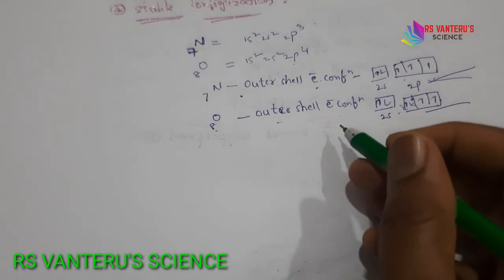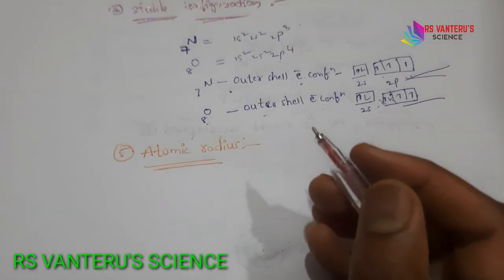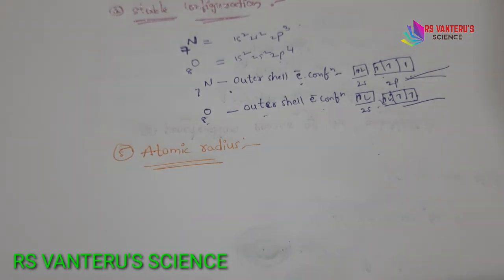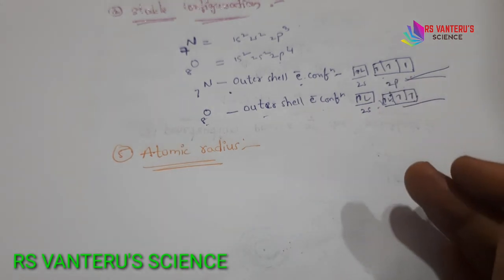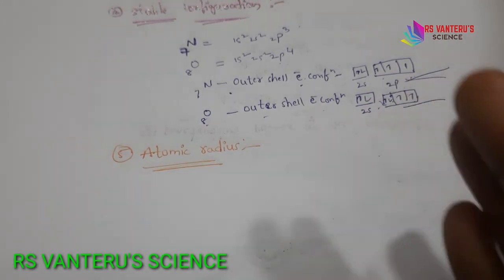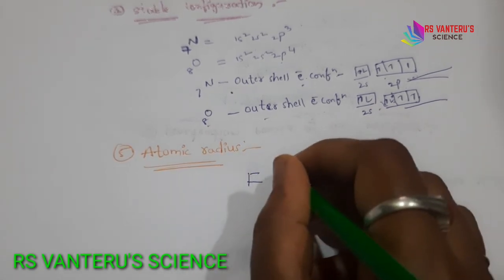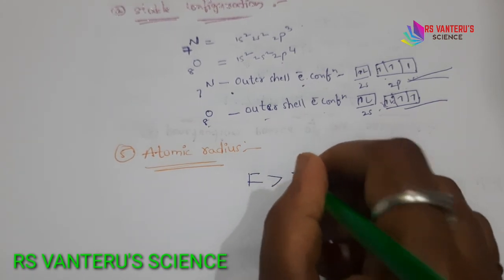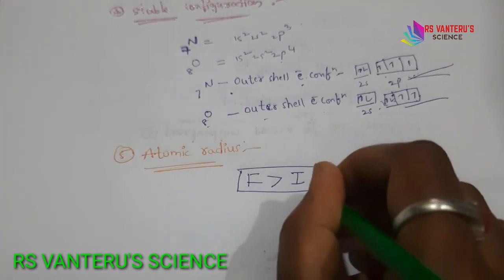And the last one, the fifth one, atomic radius. The more the atomic radius, the less the ionization energy. Therefore, the ionization energy of fluorine is greater than that of iodine.